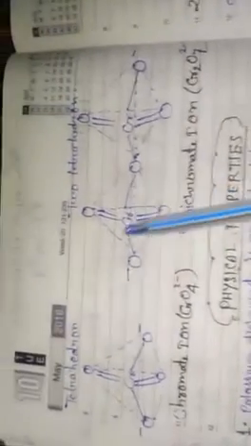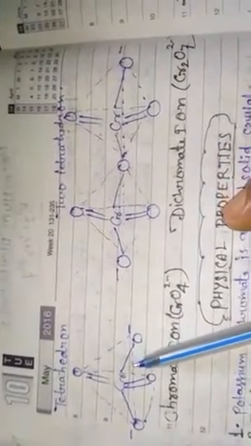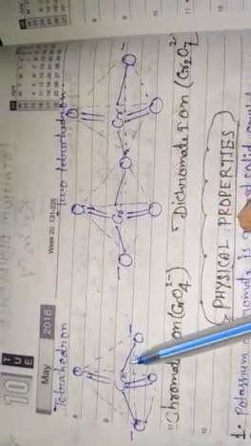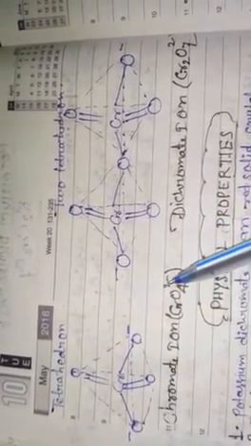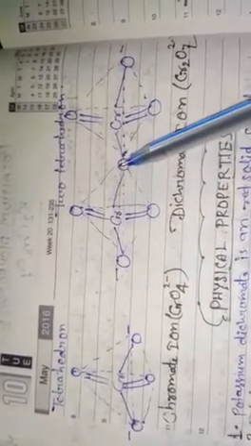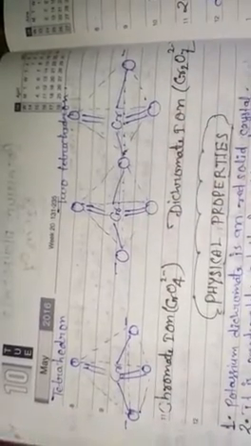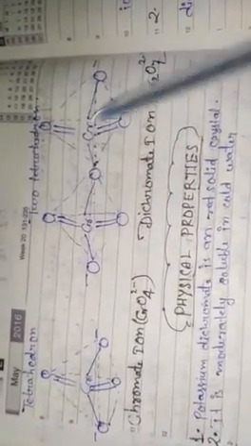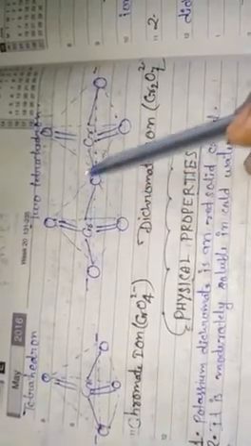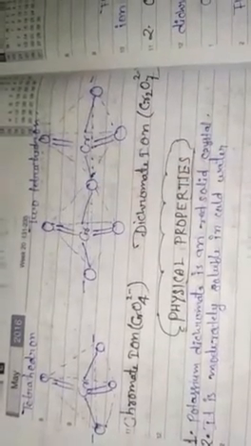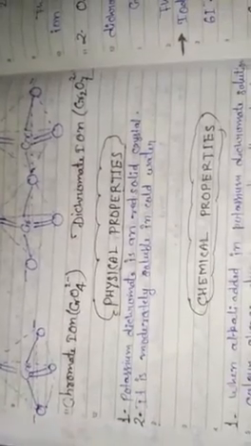Physical properties. When we discuss the structures, they have tetrahedral structures of the chromate CrO4 2 minus, and dichromate has two tetrahedra. The two structures are fused together by an oxygen, and the Cr-O-Cr bond angle is 126 degrees. Potassium dichromate is a red solid crystal and it is moderately soluble in cold water, but it is freely soluble in hot water.